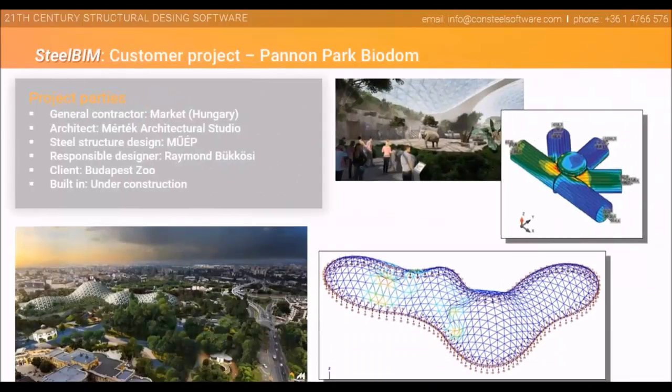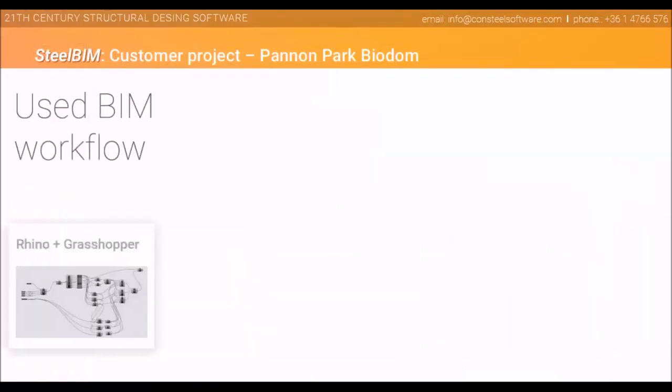Okay, and now let's see how this workflow can be used on a real project. We have an amazing customer project which was carried out using this steel BIM workflow. This structure is a free-form steel roof in Budapest, Hungary. The highest point of it is 36 meters and it covers more than 70,000 square meters. Let's look at the used BIM workflow.